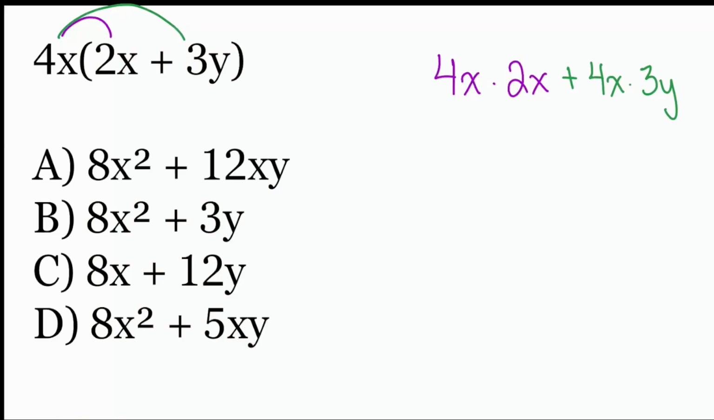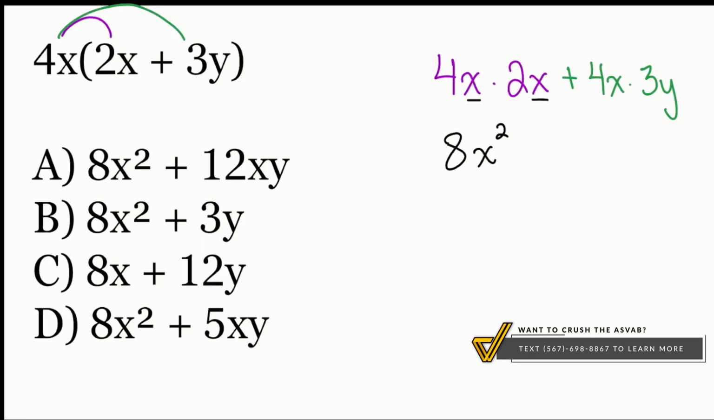So with that, here we go. We have 4 times 2. Remember, we are multiplying, so we are going to multiply those coefficients. 4 times 2, that's going to give us 8. And then from there, x times x is going to give us x squared. Again, x times x is the same as x's being multiplied together. That's what a square is.